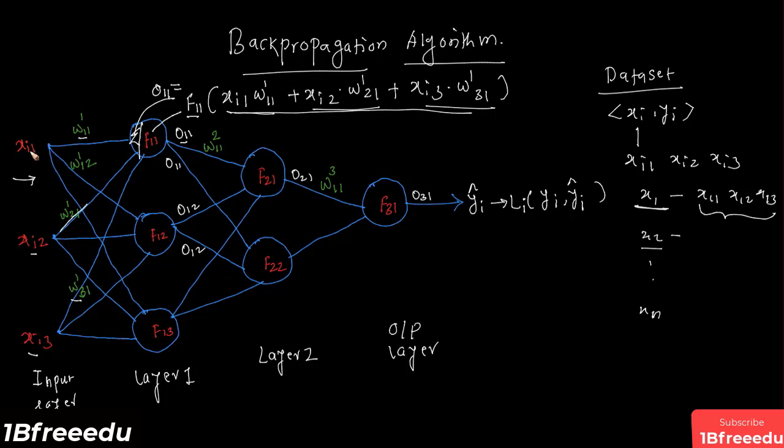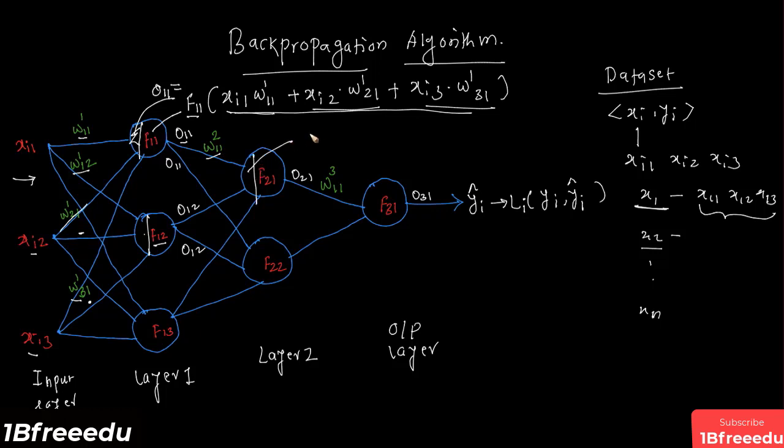And the same thing happens here. This input gets multiplied with the weight on this edge and comes here in this neuron. This input gets multiplied with the weight on this edge and comes here. And this input gets multiplied with the weight on this edge and comes here, and on this sum again we apply f12, and the result of that is O12. Then this O11 gets multiplied with this W211 and comes here in this neuron.